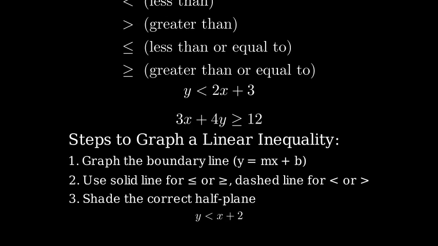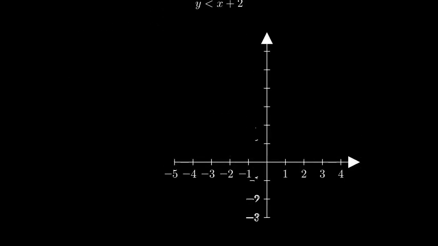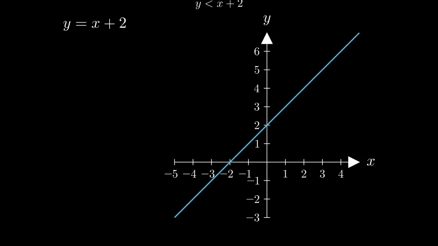Let's start with a simple example. y is less than x plus 2. Step 1. Let's graph the boundary line, y equals x plus 2. This is our boundary line, with slope 1 and y-intercept 2. Remember, the boundary line itself is the set of points where y equals x plus 2.